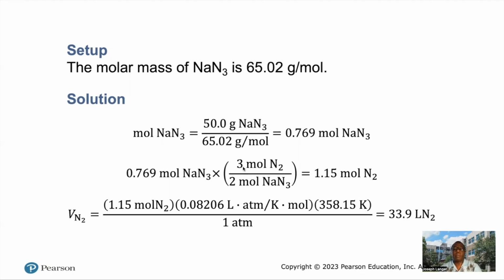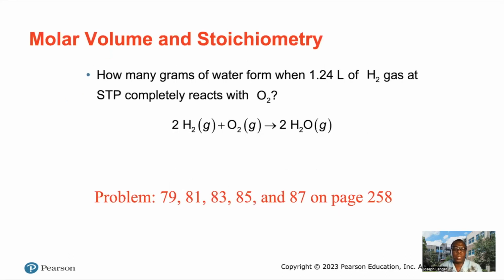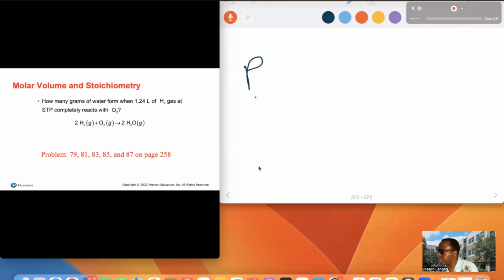For every 2 moles, 3 are produced. Once we know the number of moles, we plug it into the ideal gas equation to get the volume: 33.98 liters.